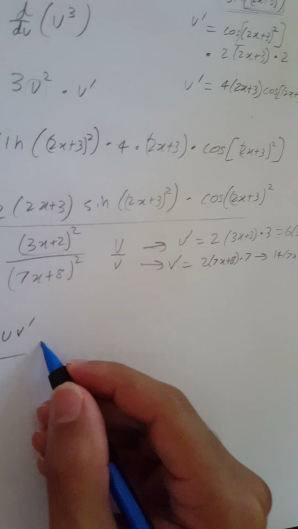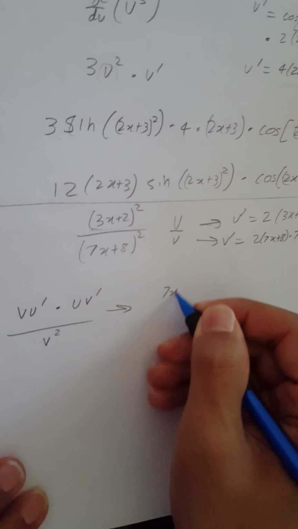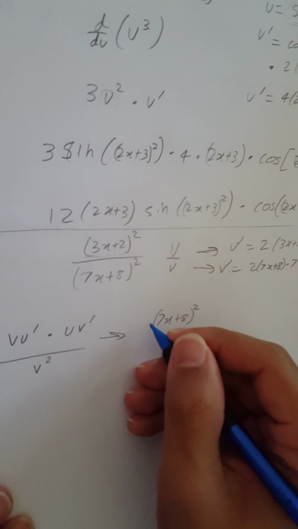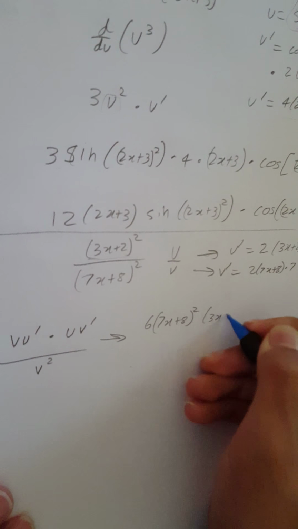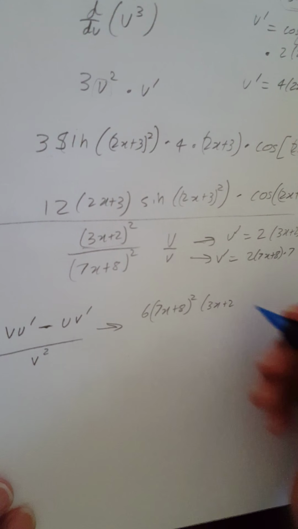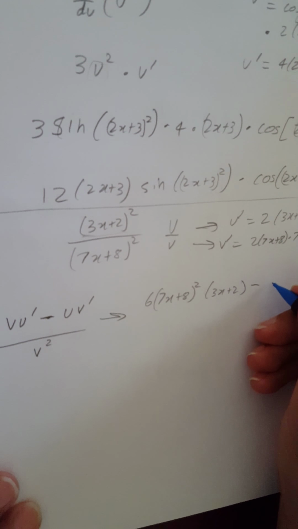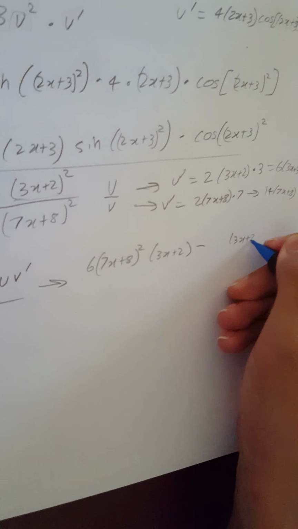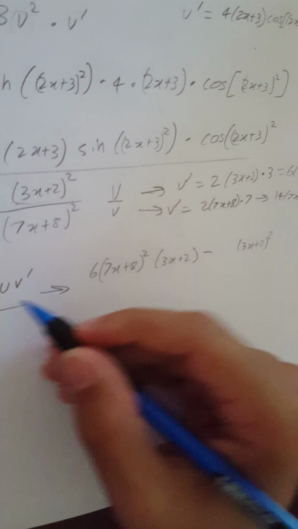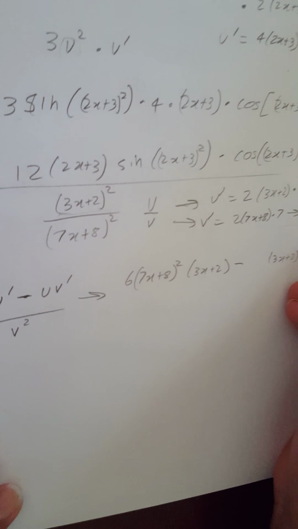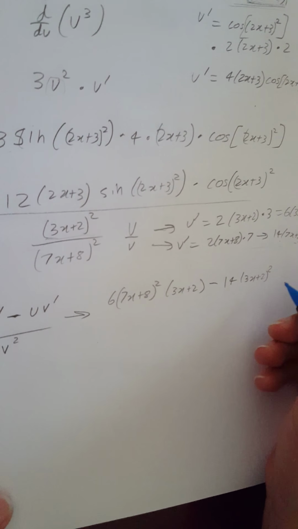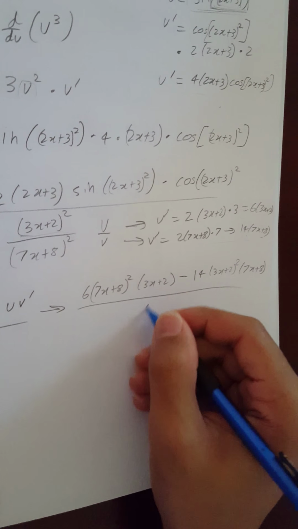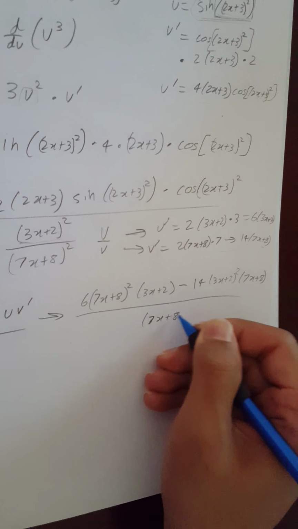Okay, so now we can just plug everything back in. v, (7x plus 8) squared, times u prime, which is 6 times (3x plus 2). Oh, by the way, this was minus. Minus u, which is (3x plus 2) squared, times v prime, which is 14 times (7x plus 8), all divided by (7x plus 8) to the fourth.